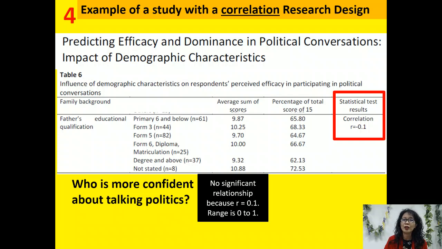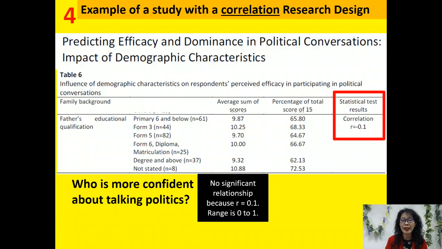Father's educational qualification, there is a certain ordinal ranking there from much lower, primary 6 and below, all the way to degree. So we rank them as 1, 2, 3, 4, 5, 6. And then the sum of scores is for efficacy, how confident they feel about talking politics. So we correlated those two, and the results in the red box show that there is no correlation. 0.1 is very low out of 1, which is the maximum.